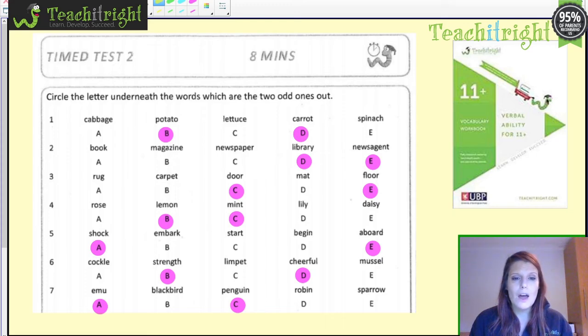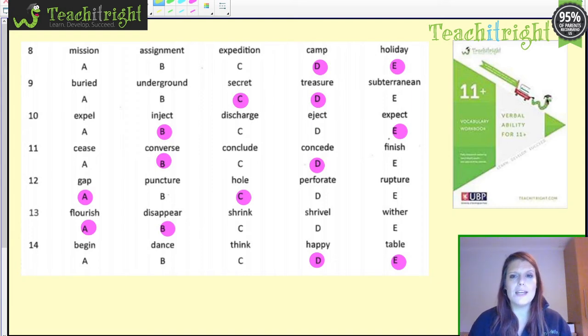Number 6, sorry. Strength and cheerful are the unrelated ones. These others are types of shellfish. And then 7, emu and penguin are the only birds that can't fly. Moving on to 8. A mission, assignment and expedition are all types of journeys with a purpose, whereas a holiday and camp are slightly different. 9, secret and treasure. All the others are beneath the earth.